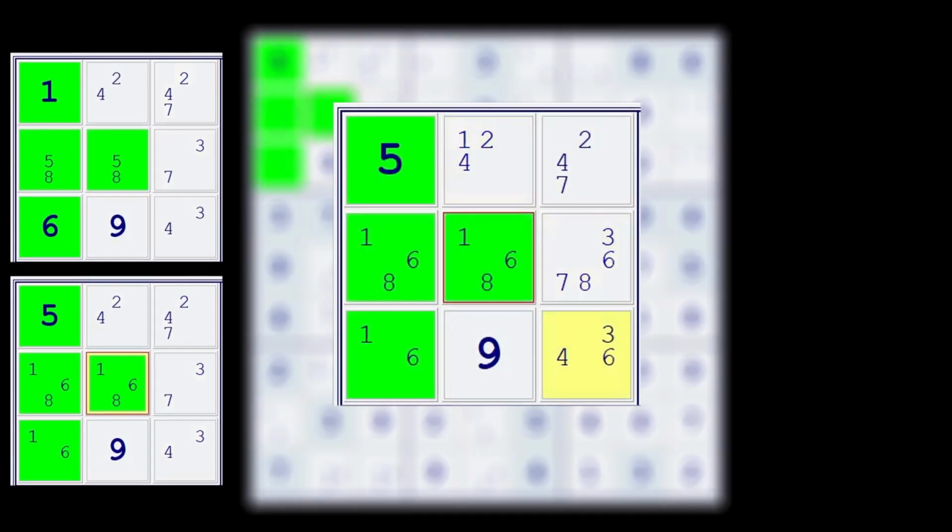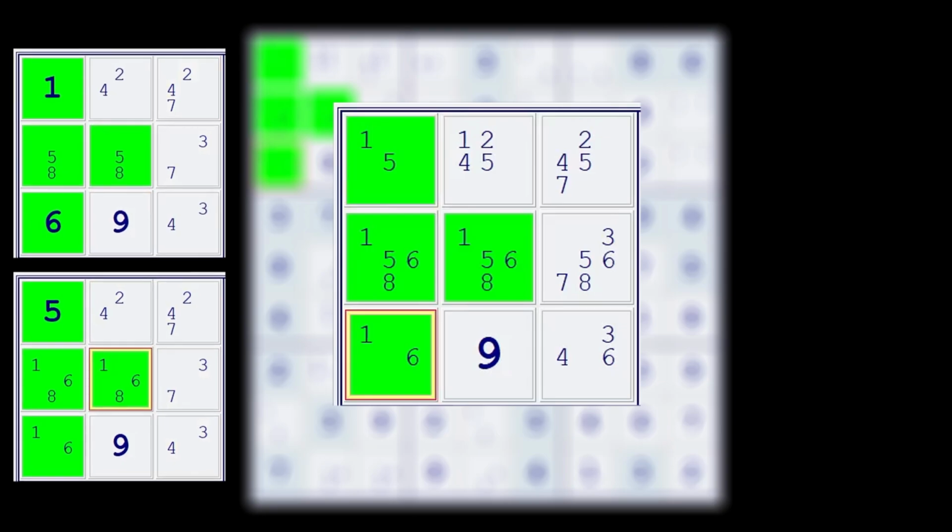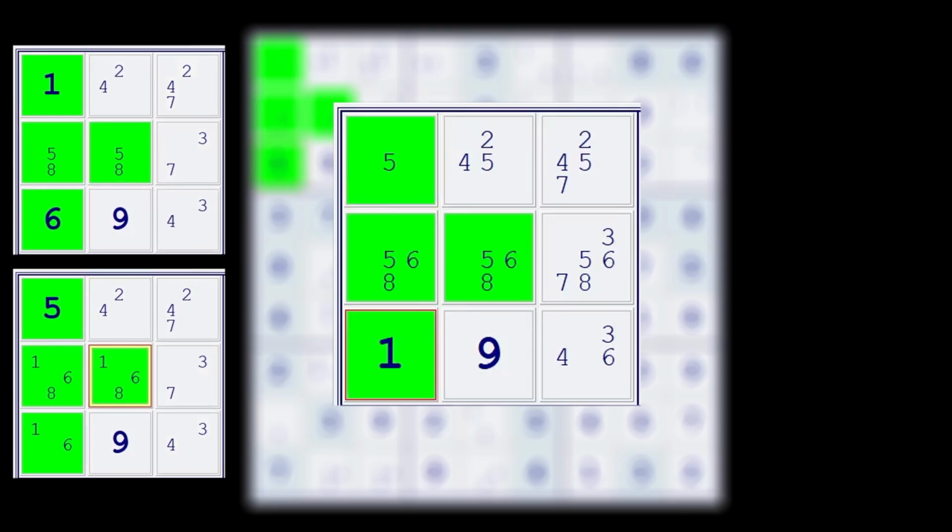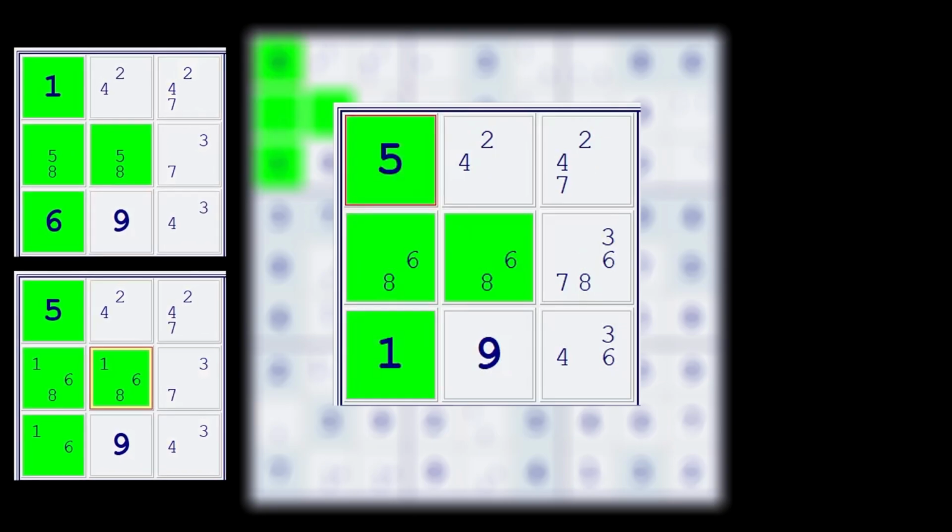Let's look at another one. What would happen if we placed, for example, the 1 down here? We're left with the 5 on top, and we have a case where the 8 and 6 are a naked pair.